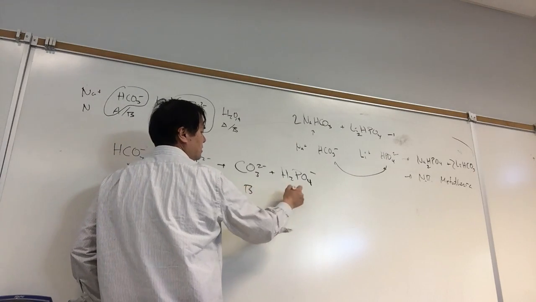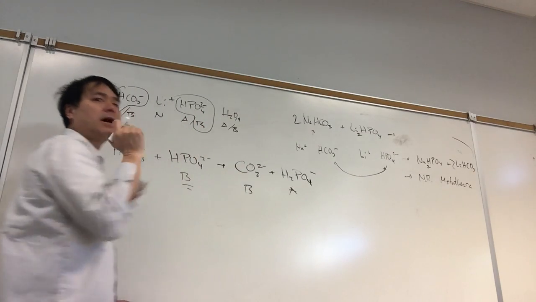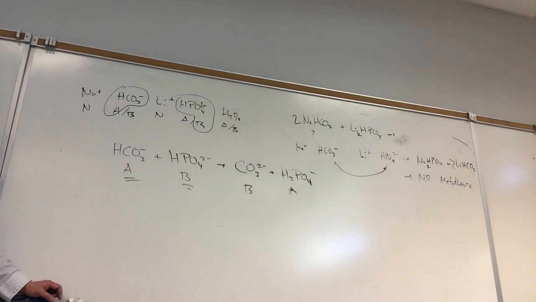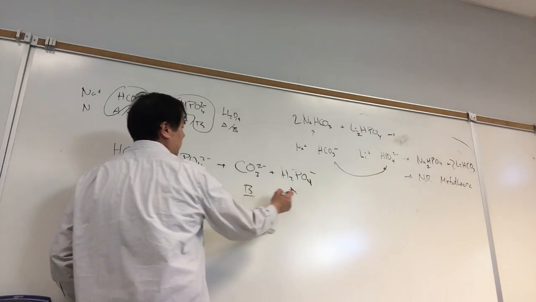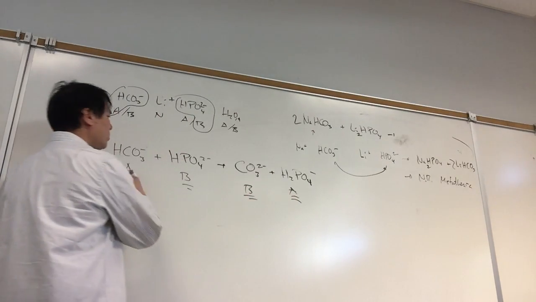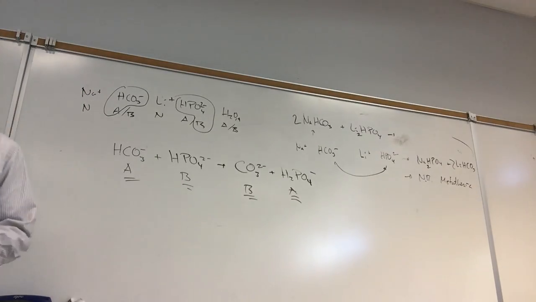Now going backwards, this must be the base, this must be the acid, because going backwards, we just look at who gains and who loses. And then we compare bicarbonate versus dihydrogen phosphate. I don't know, but we can look at the chart. Now, we're comparing two acids, so we have to stay on the acid side. Here's dihydrogen phosphate. Here's bicarbonate. Dihydrogen phosphate is a stronger acid.